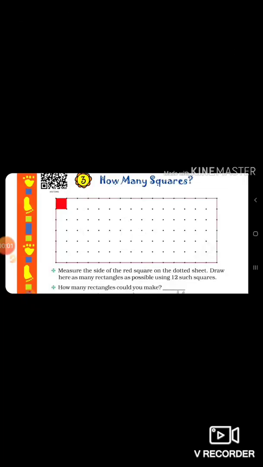Very good morning, children. Today we are going to see chapter 3 in your mathematics, how many squares. So before entering into this topic, let us see what is the area and perimeter of a square and a rectangle.